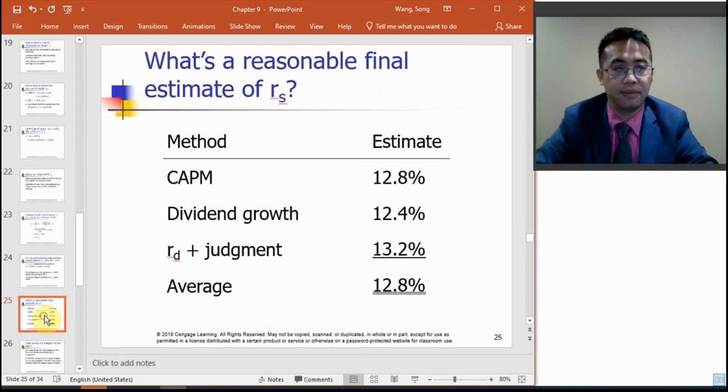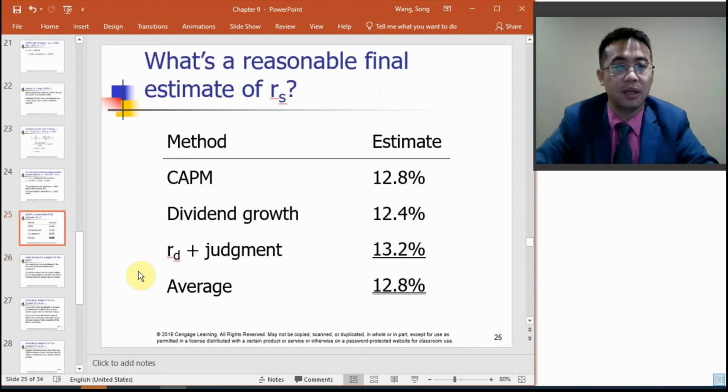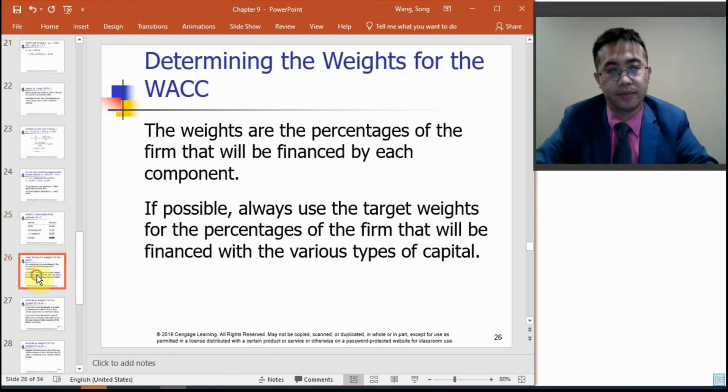All right, so there are 3 methods for a firm to calculate the cost of equity, and you can just take the average of all the 3 estimates to get the overall cost of equity.